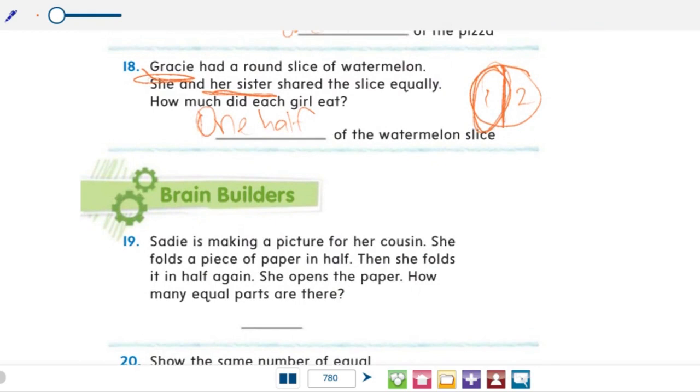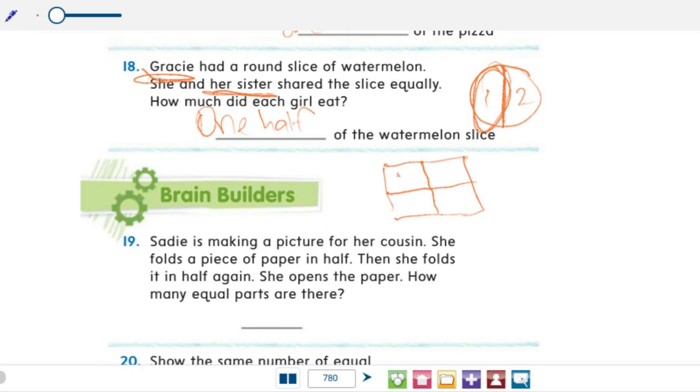Number 19 says, Sadie is making a picture for her cousin. She folds a piece of paper in half. Then she folds it in half again and opens the paper. How many equal parts are there? This is one that would be helpful for us to draw pictures. So I'm going to just draw a picture of my piece of paper. All right, there's my piece of paper. So she folds it in half. Let's go ahead and fold it in half right there. And then if she folds it in half going down, there's going to be another fold right there. When she opens up the piece of paper, how many equal parts are there?